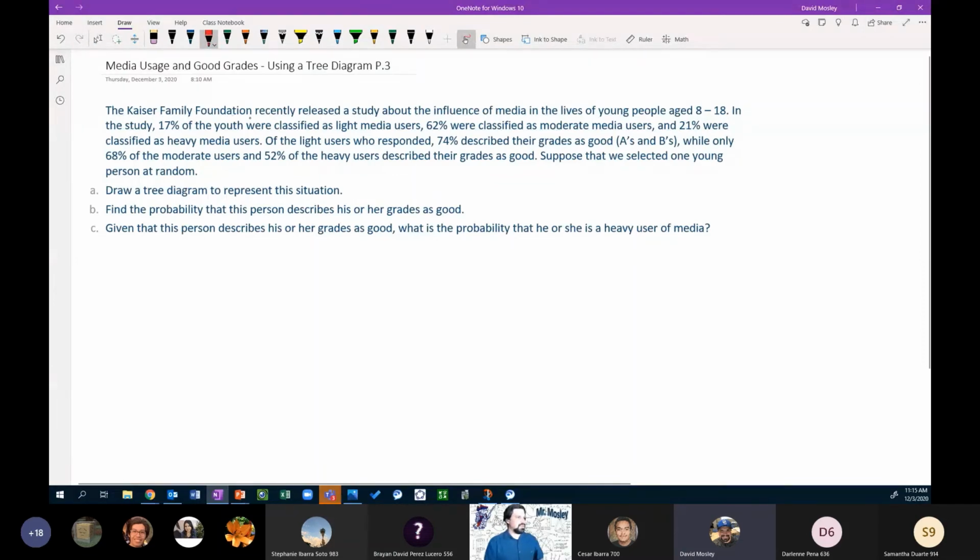The Kaiser Family Foundation recently released a study about the influence of media in the lives of young people aged 8 to 18. In the study, 17% of the youth were classified as light media users, 62% were classified as moderate media users, 21% were considered heavy media users. Of the light users who responded, 74% described their grades as good, while only 68% of the moderate users and 52% of the heavy users described their grades as good.